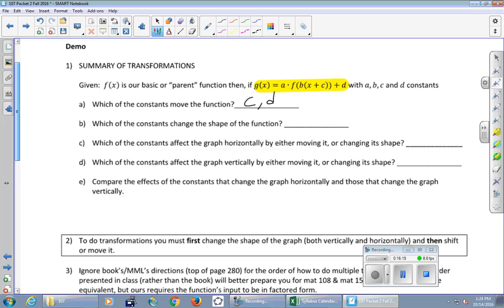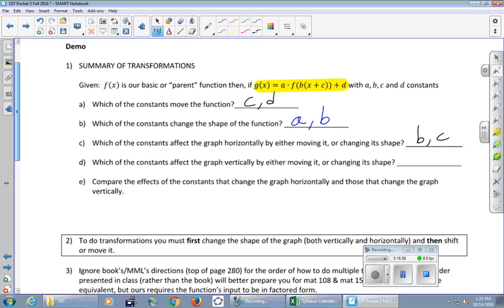Next question says, which of the constants change the shape? And those are the stretch compressions in both directions. A and B is good. Those are the multiplier guys. And now a different question. We want to know which of those 4 letters, A, B, C, D, affect the graph horizontally. So horizontal stretches and compressions, horizontal shifts. Which 2 letters are the horizontal letters? B and C, the ones that are inside of the function, right? B and C both live inside of our function f.